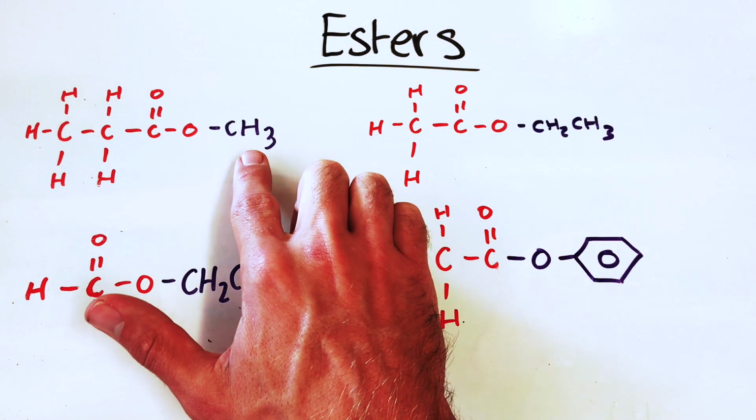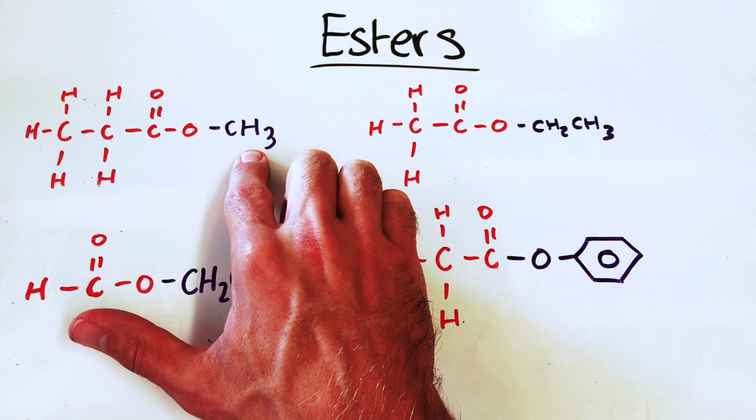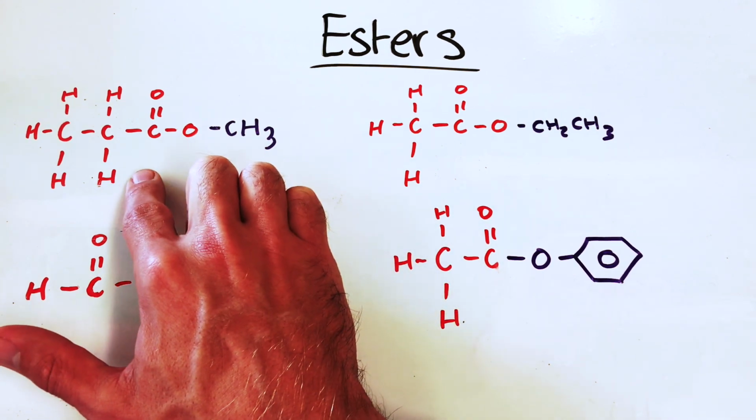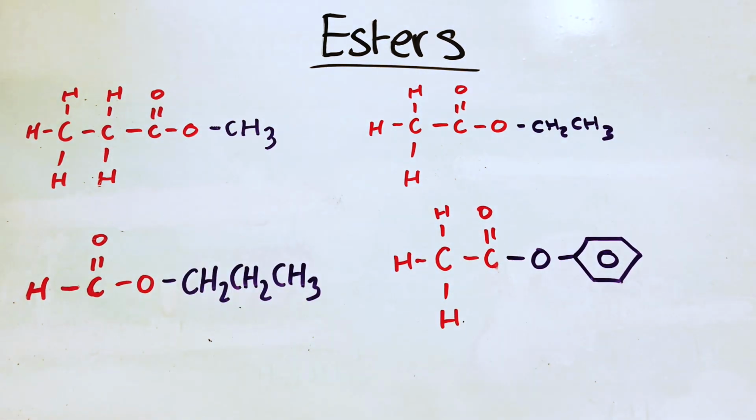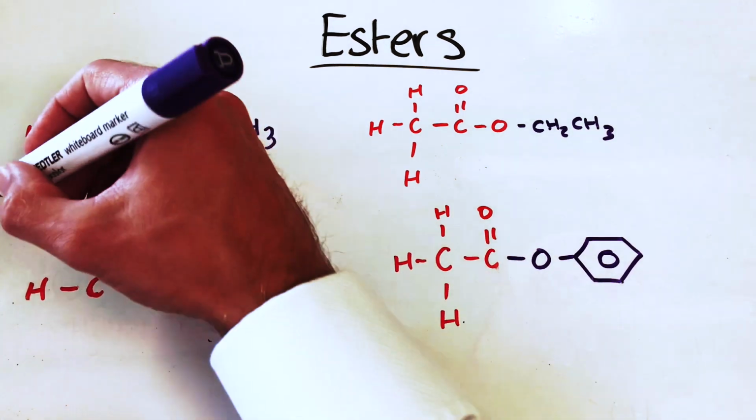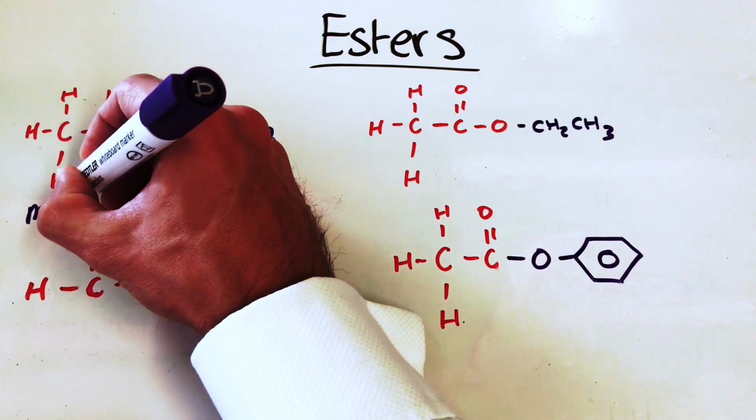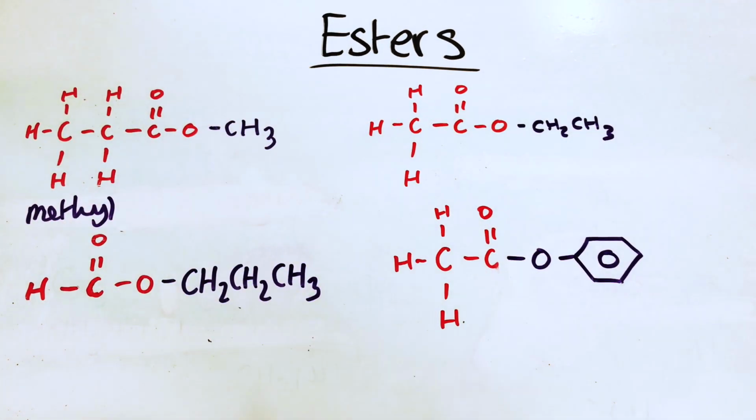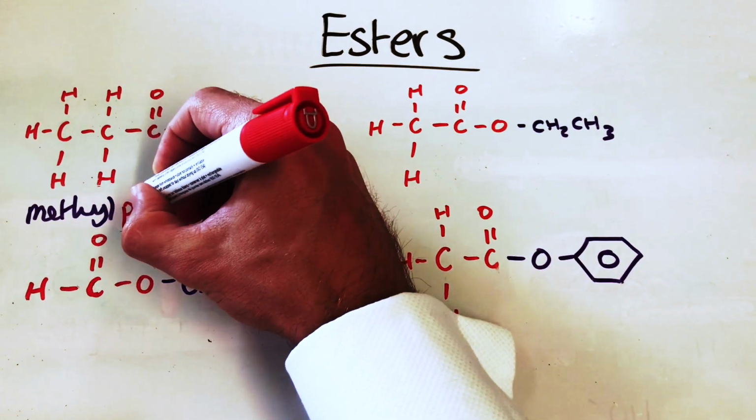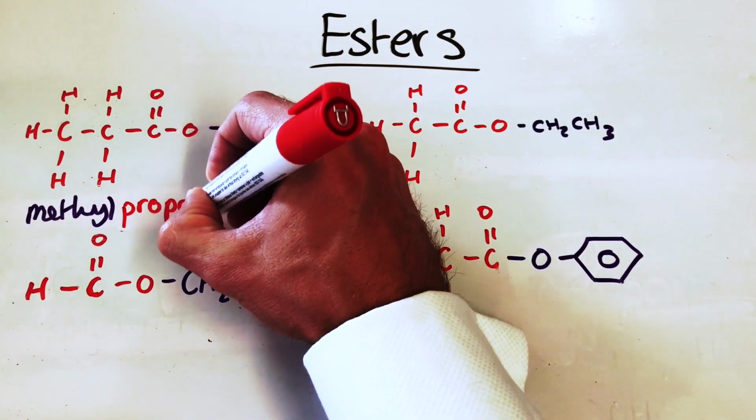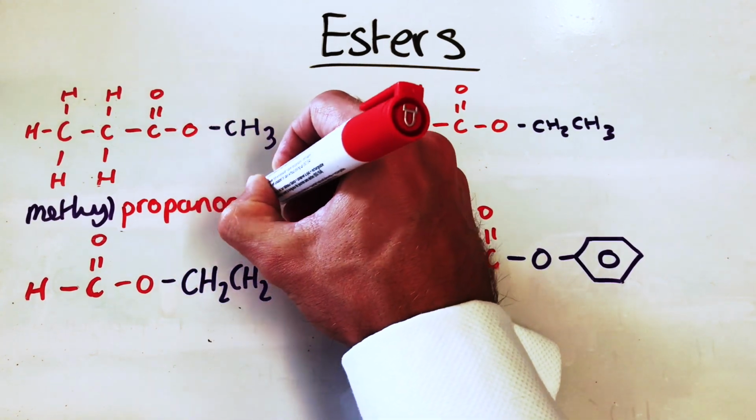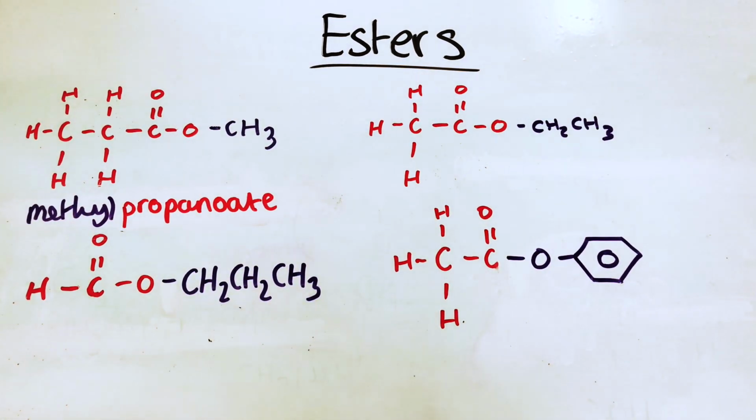Now an ester is named in two parts. There is a side group here, drawn in purple, and there's a main part here drawn in red. So this ester has one carbon in the side group, so that side group is a methyl group. Now the main chain has 3 carbons in it, so the main chain is a propanoate. So that's a propan-oate. So the suffix of an ester is -oate.